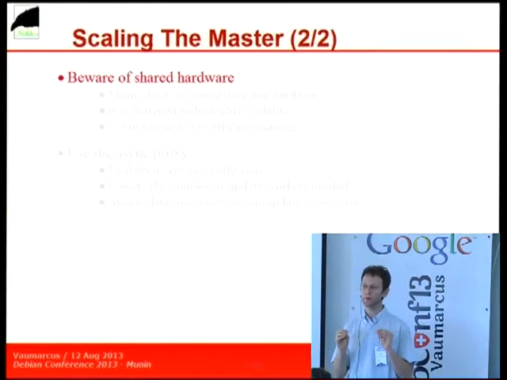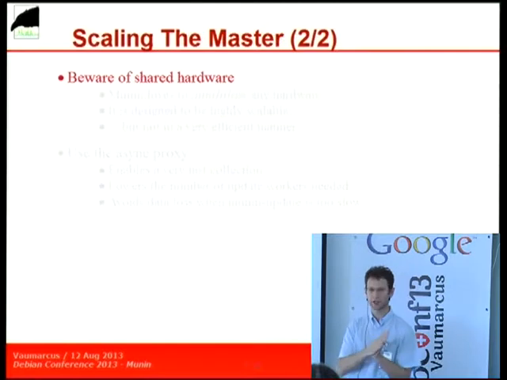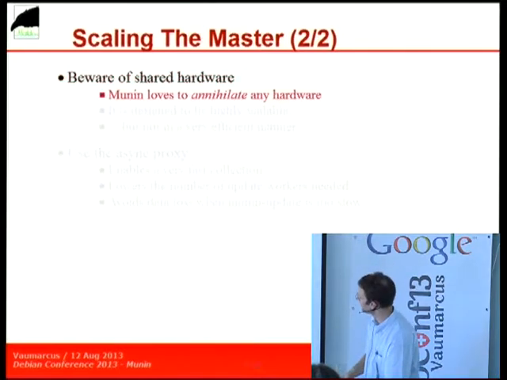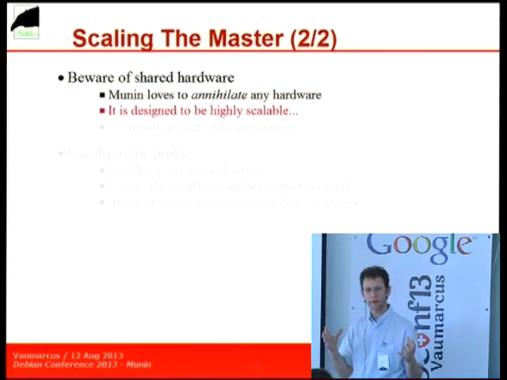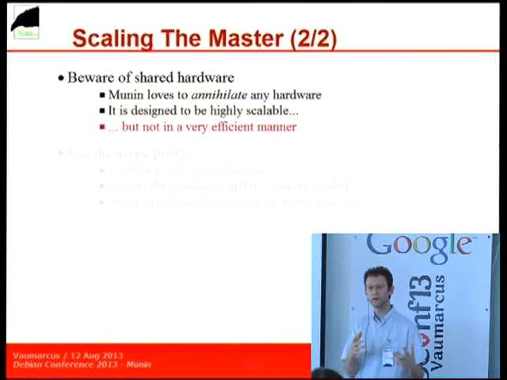On the master, you really have to watch out for shared hardware, because Munin is very nice, and it loves to annihilate any hardware you put it on, because it's designed to be very scalable, and you can launch as many processes as you want. We'll see some limitations just after, but the controller is not efficient. I mean, it's not very clever. It just uses and goes on your system.